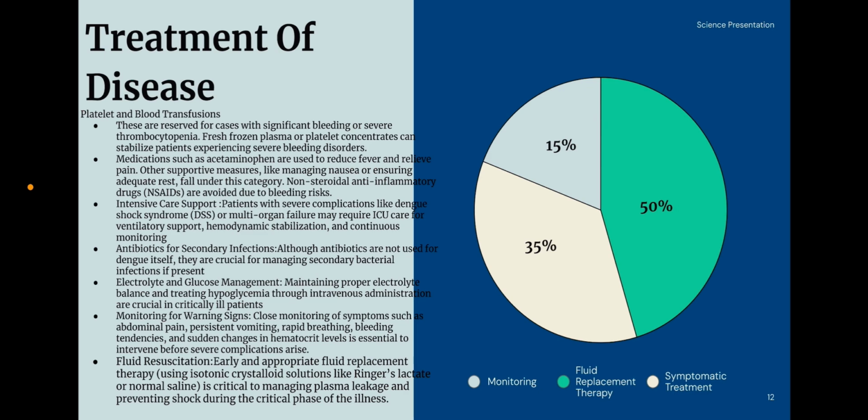Another treatment of the disease can be intensive care support. Patients with severe complications like dengue shock syndrome or multiple organ failure may require ICU care for ventilatory support, hemorrhagic stabilization, and continuous monitoring. Antibiotics for secondary infections. Although antibiotics are not used for dengue itself, they are crucial in management of secondary bacterial infections if present.